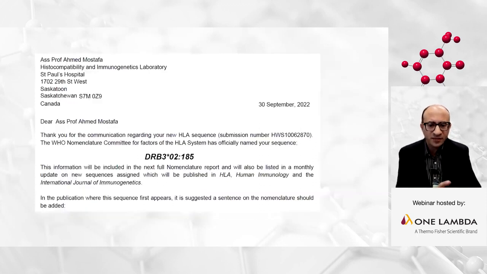And I think I found it usually takes between 4 to 6 weeks before you get an email. So please be patient, because they are so busy assigning all these new alleles. And I believe the committee usually meets once a month to review the submitted novel alleles. So wait around 4 to 6 weeks, and then you will get an email with a PDF with the name of your new allele. And in our case, it was the DRB3*02:185.